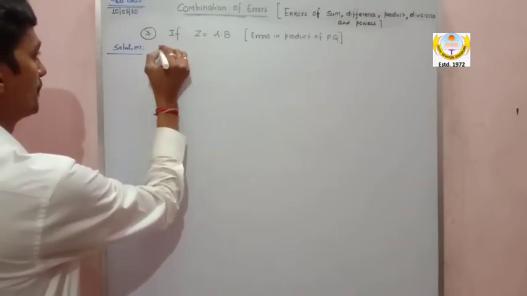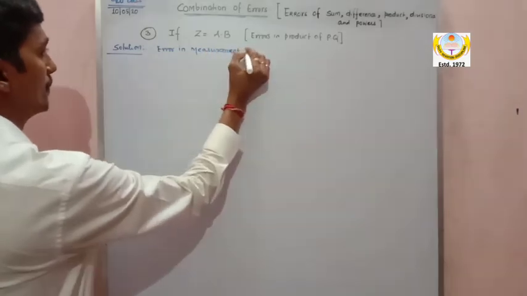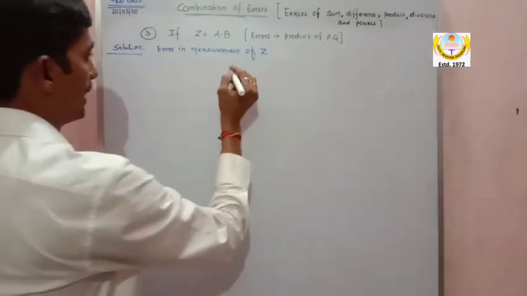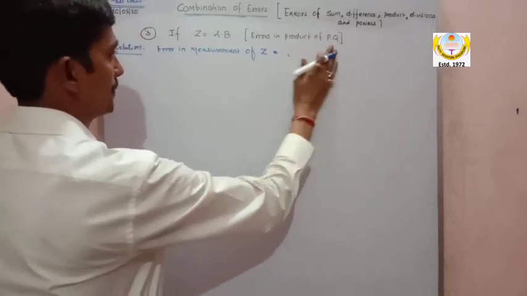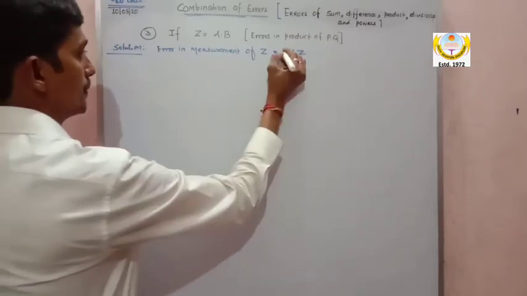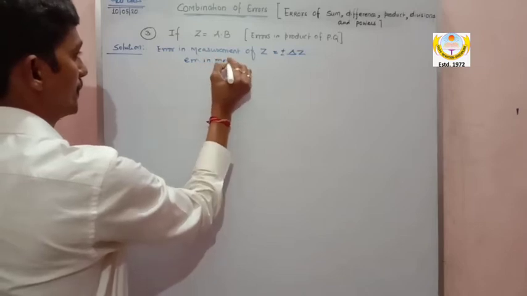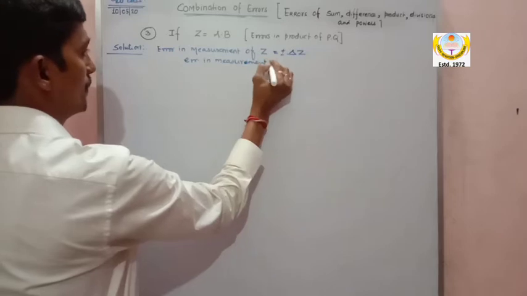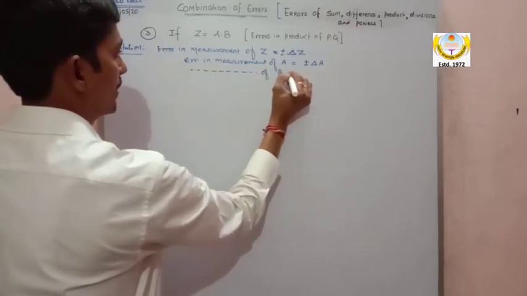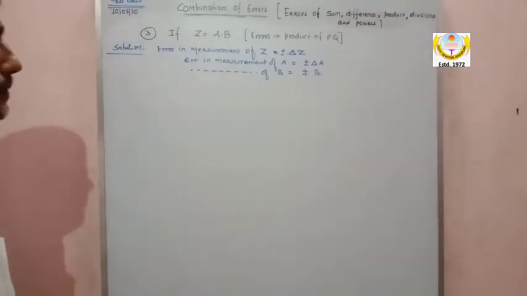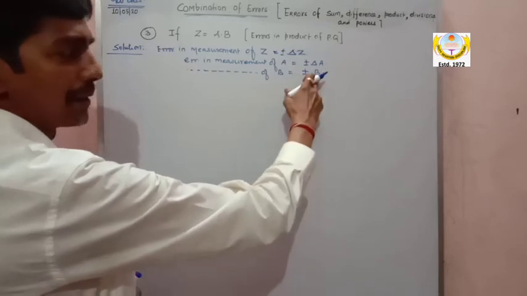Here, my dear, we all know that error in measurement of Z is given by Z plus minus del Z. So the error is del Z. That is, error in measurement of Z is plus minus del Z, error in measurement of A is plus minus del A, and similarly, error in measurement of B is plus minus del B.